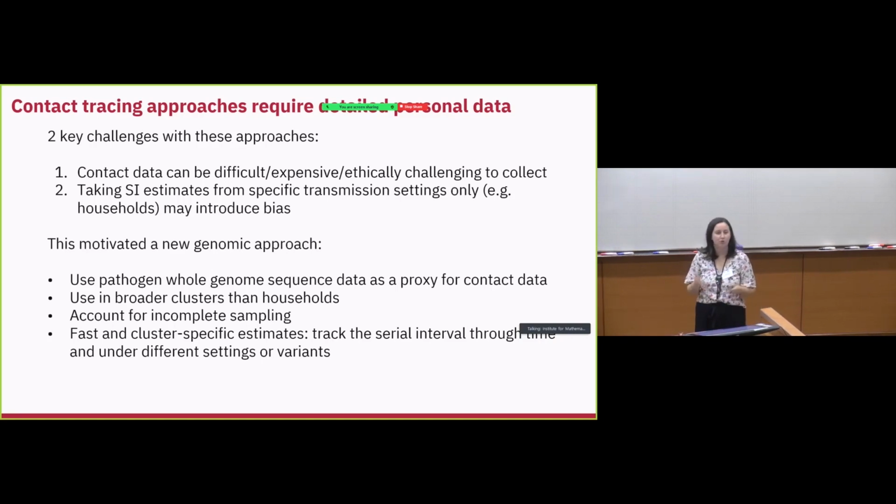And the question is, can we use pathogen whole genome sequence data as a proxy for this contact data to estimate the serial interval? The motivation is that we're going to be able to use this if population level routine sequencing is happening. I'm going to be able to apply this in broader clusters that may give me a more representative estimate. As part of this, I'm going to recognize that I'm not going to see all the cases, and I'm going to need to take that incomplete sampling into account. But the main aim is a method which is fast and gets us cluster-specific or time-specific or variant-specific estimates that we can compare in different settings to see if the serial interval is changing.